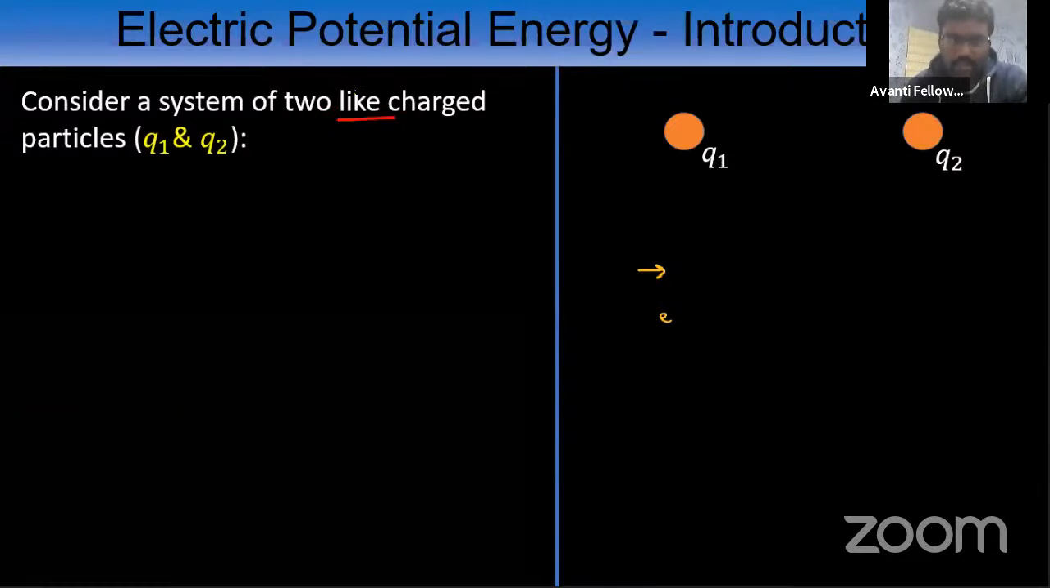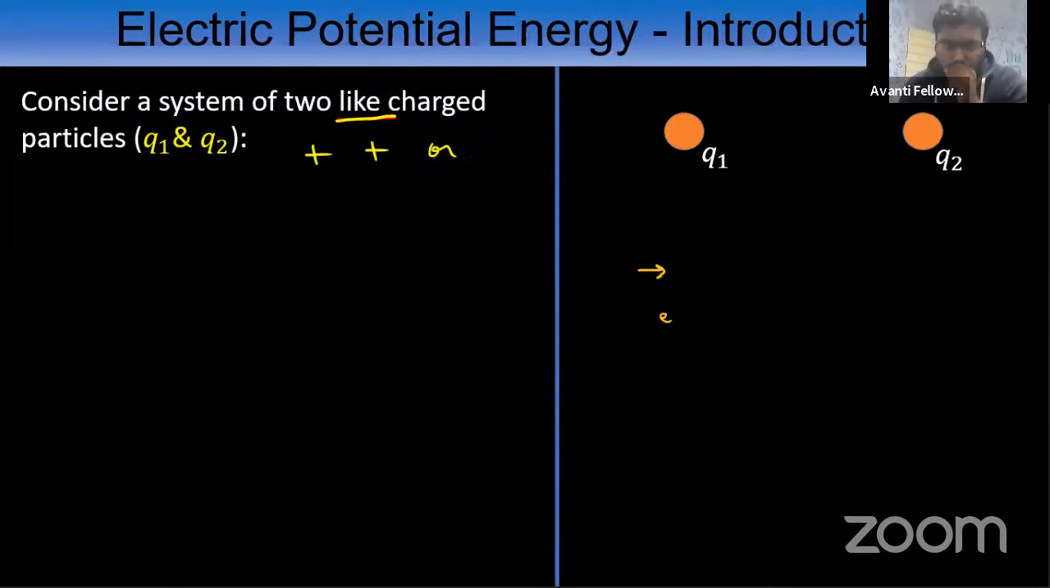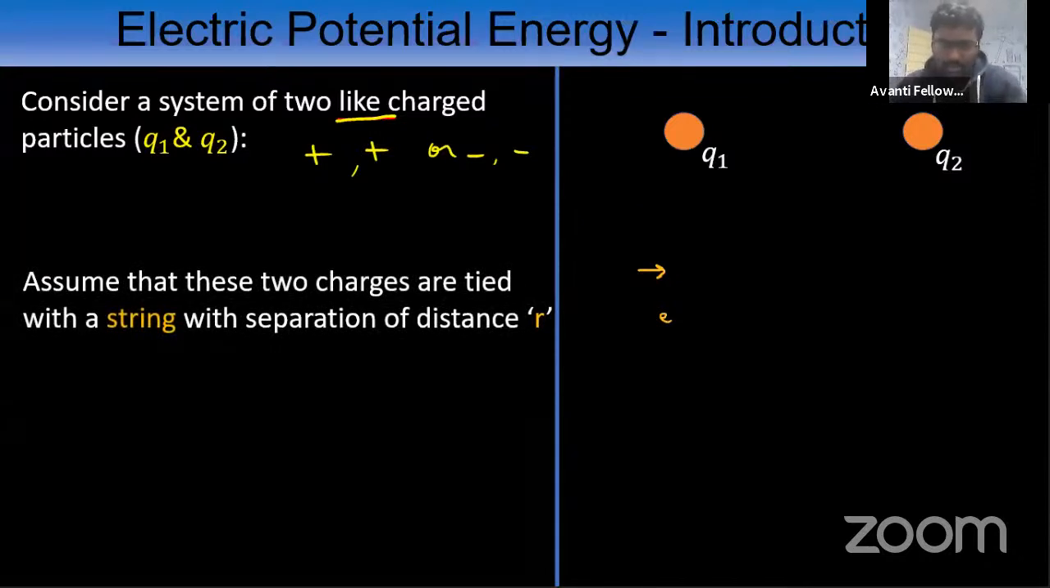What happens in this case, guys? When we have two like charged bodies, what are like charges? Either both positive or both negative, right? So when we have such bodies, what happens? Yes, correct, Danush. There exists a repulsive force.